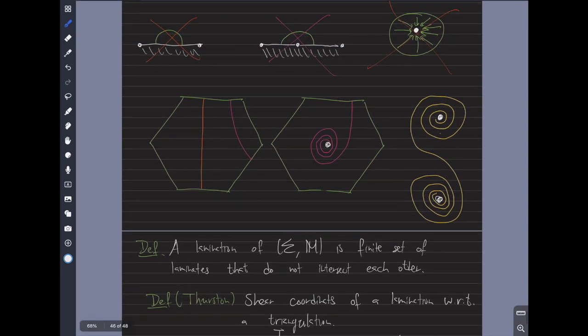So the thing is, each lamination gives rise to a representation of the quiver with potential for any triangulation. So you see, now you fix a triangulation, and each lamination gives a representation. So this is like L. I'm just going to illustrate how it goes.